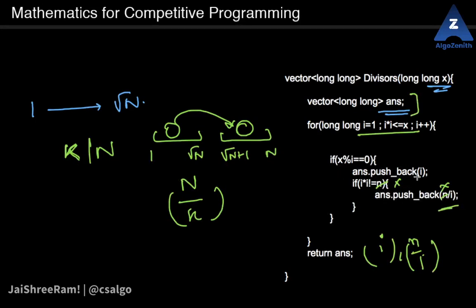So we just emplace x by i in the answer as well. Okay, so let's say we are finding divisors for some number, 36. What we are doing eventually is looping from 1, 2, 3, 4.